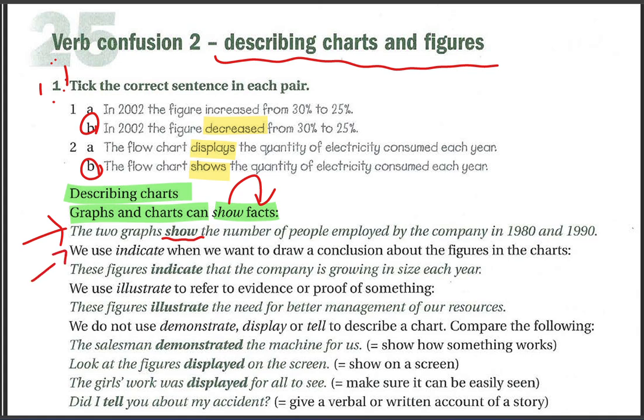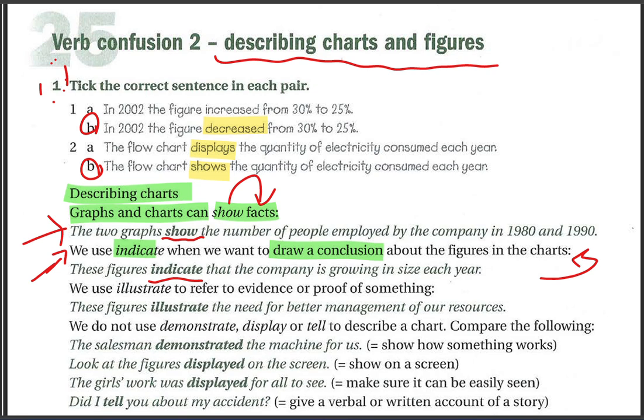Look at here. We use indicate when you want to draw a conclusion about the figures in the chart. So when you want to draw a conclusion, mention the result, use indicate. These figures indicate that the company is growing in size each year. So the figures, the numbers indicate or show. Use indicate to talk about the result or to draw a conclusion.